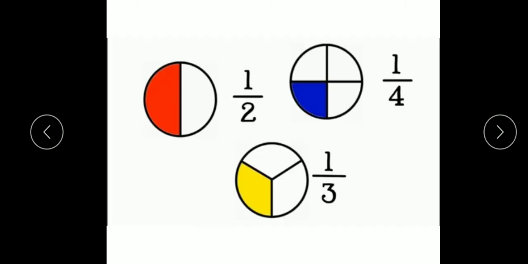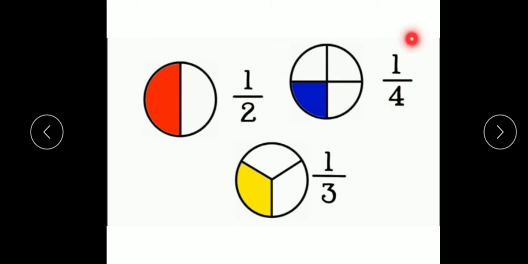Now let's see this example. See this first circle. This circle is divided into 2 parts. So the total parts are 2 and the shaded part is 1. So the fraction becomes 1 by 2. In these three pictures, we have to find out the fraction of the shaded part.